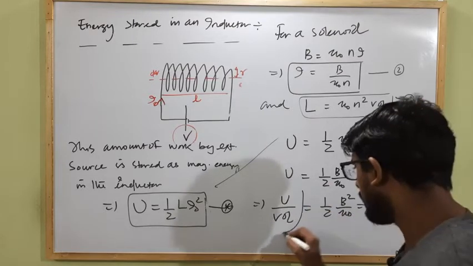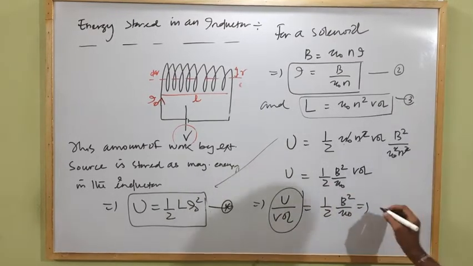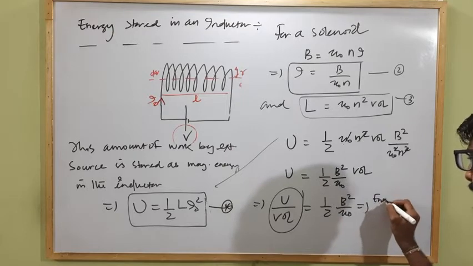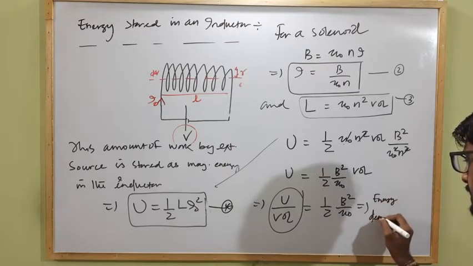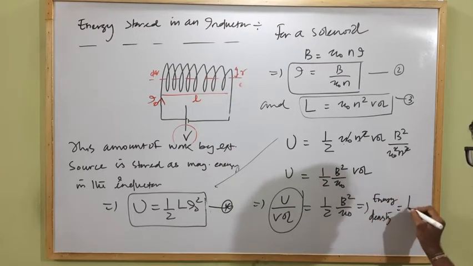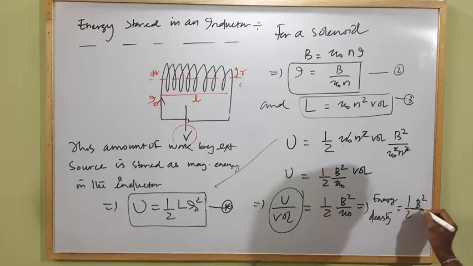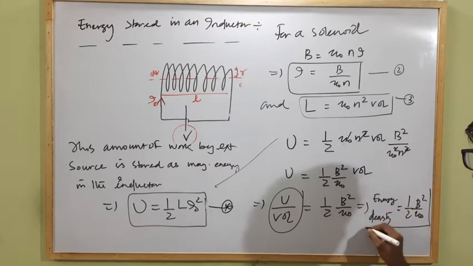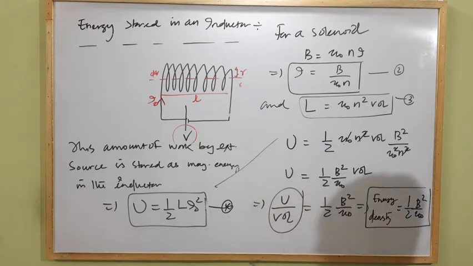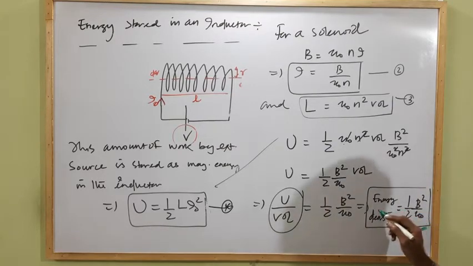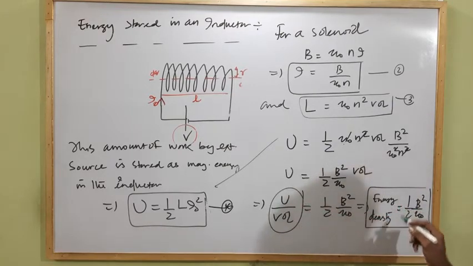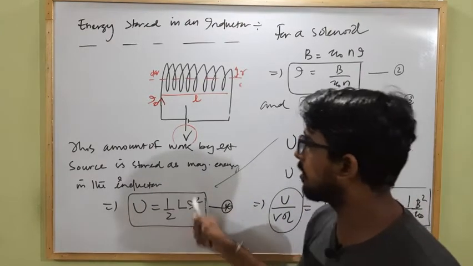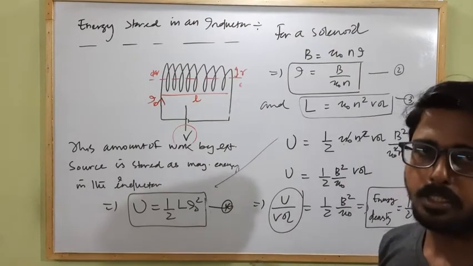This implies what is energy per volume? It is energy density. Energy density equal to half B square by mu naught. You have to remember this formula. This is the energy density of a solenoid, which is equal to half B square by mu naught, or energy per unit volume, that is known as what? Energy density of a solenoid. And this is the energy stored in an inductor or simply a solenoid. Clear?